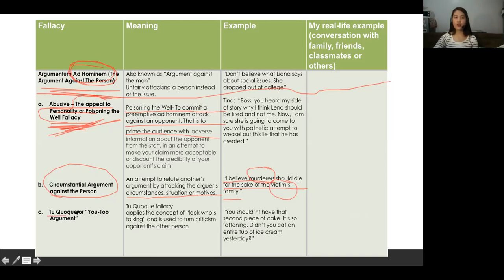Next is tu quoque or you-too argument, which applies the concept of look who's talking and is used to turn criticism against other people. You should not have that second piece of cake. It's so fattening. Didn't you eat an entire tub of ice cream yesterday? So, sabi ni Bogart, "Uy, ano Berto, bungal ka." Ikaw nga, panot eh. So, you-too argument. Okay? Instead na yung argument ulit, sila yung inaatake nila. So again, under ad hominem, we have poisoning the well, circumstantial against person, and you-too argument. Okay? Okay.